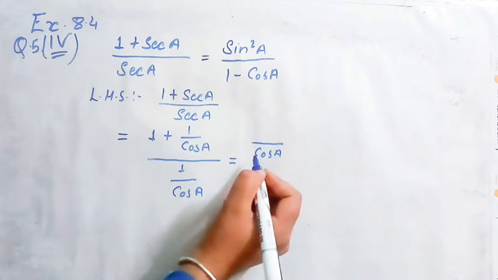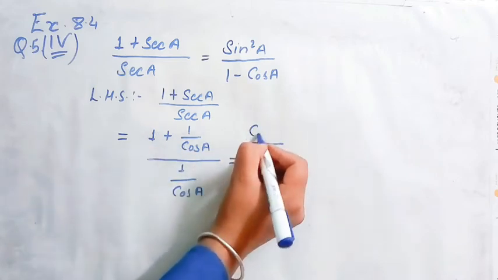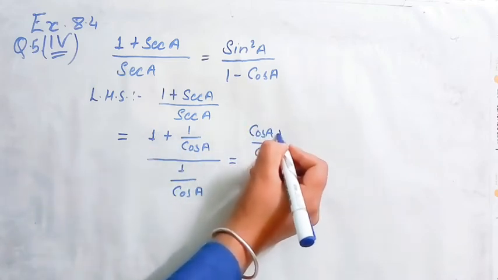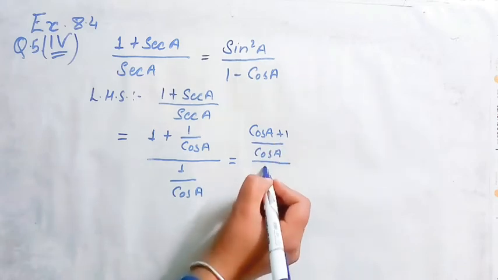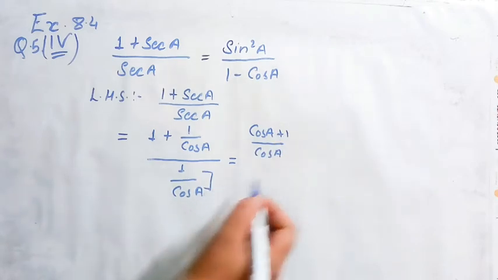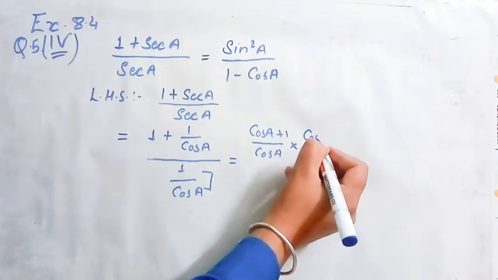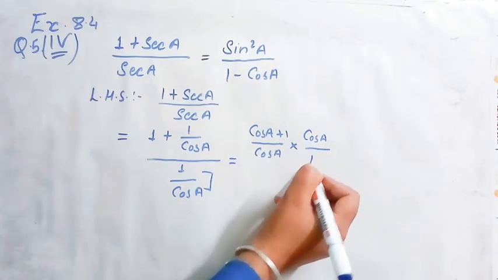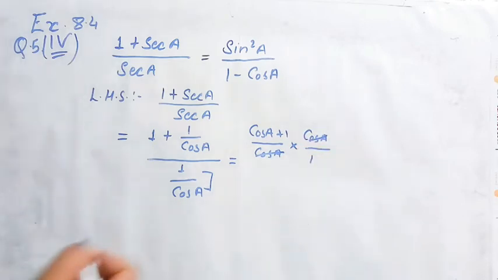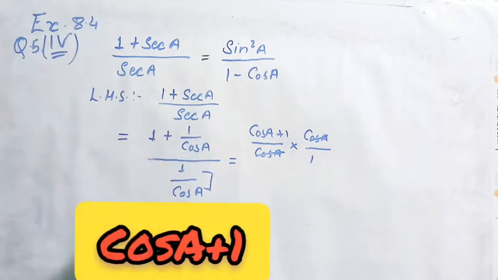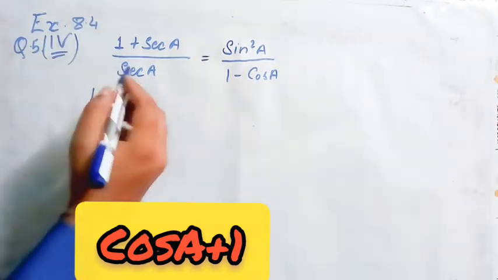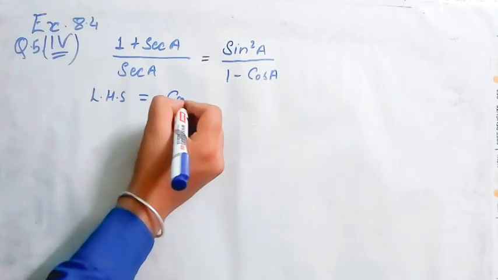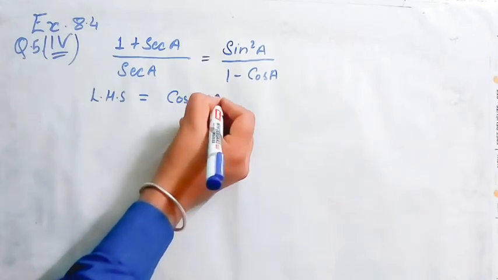LCM will be cos A, so cos A into 1 will be cos A plus 1, and you can take the reciprocal of the denominator to take it in multiplication, so it will become cos A upon 1. Cos A is cancelled, and the simplified form of your left hand side will be cos A plus 1. Let us keep our solution with left hand side, that is cos A plus 1.